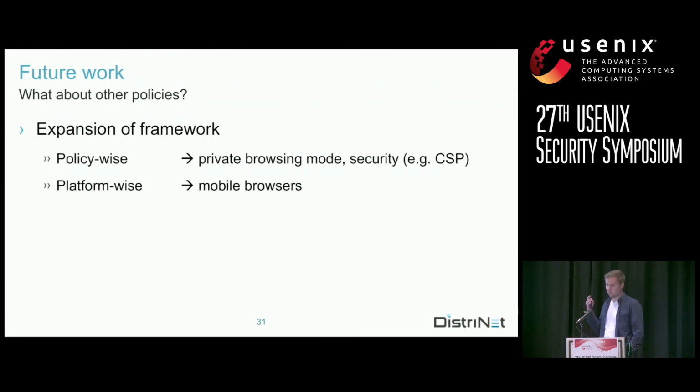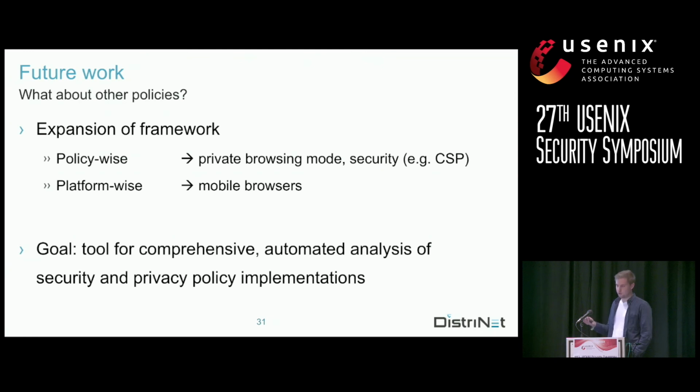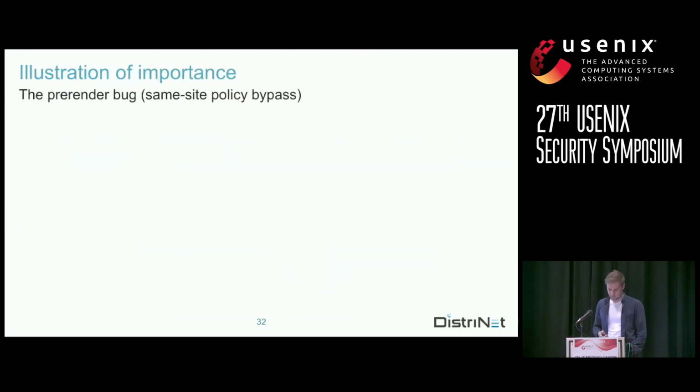So as future work, we want to expand our framework to include policies in one direction. So we want to include support for private browsing mode, but also for security policies like content security policy. But we will also want to expand platform-wise. So we want to support mobile browsers, for instance. Our goal is to make this framework a tool for comprehensive and automated evaluation of policy and security analysis of security and privacy policy implementations. And I want to motivate this for a second.